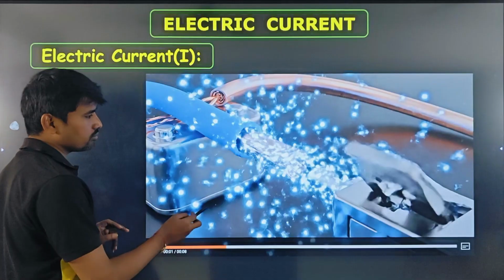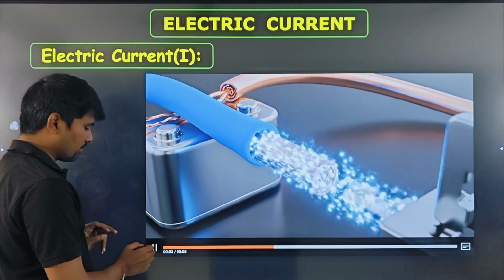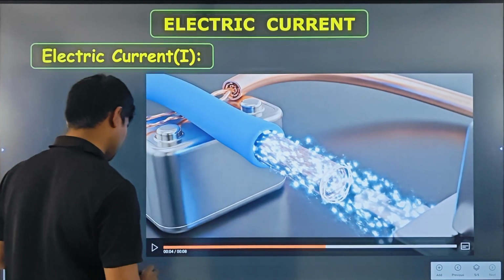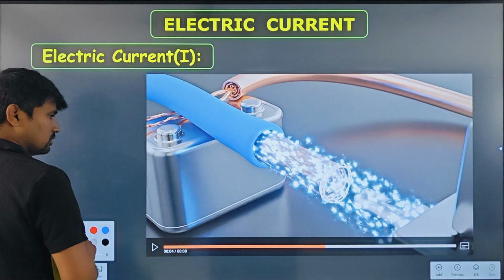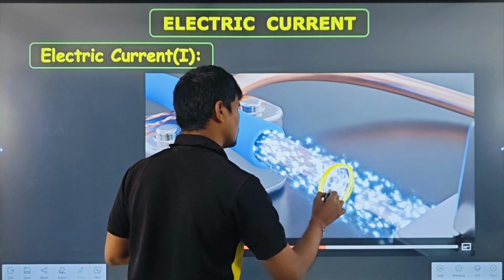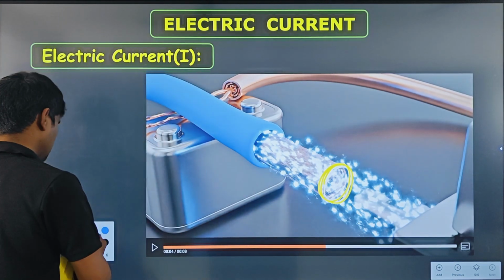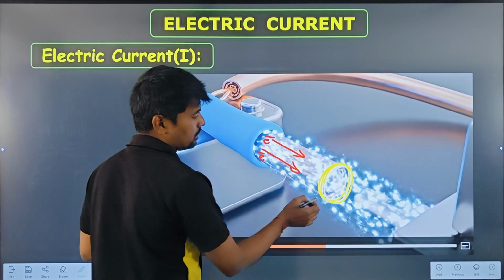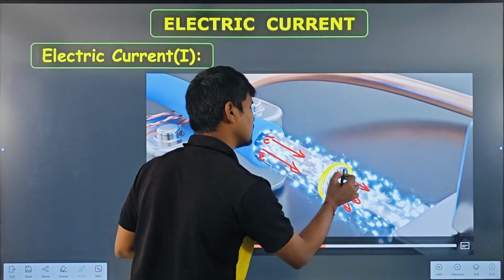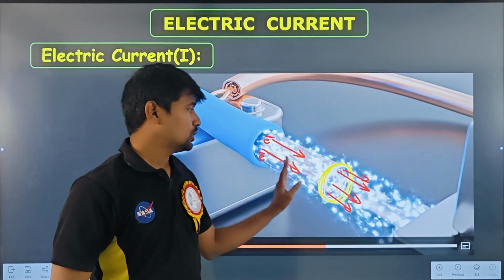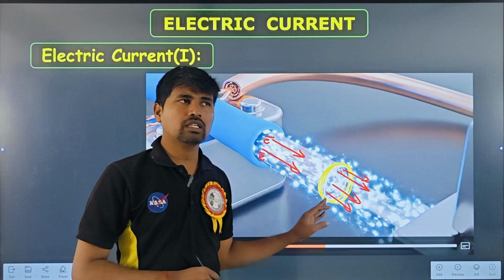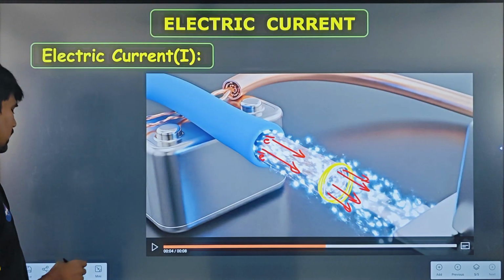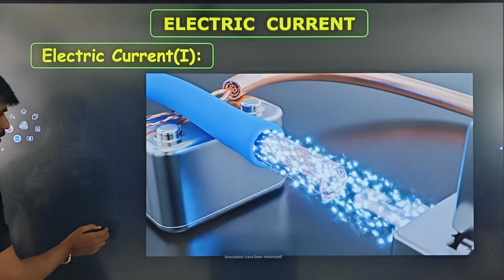Let me show the area of cross section. Students, here see, this is the area of cross section, and the charges are moving through the conductor. Electrons are passing through this conductor. The flow of charges through an area of cross section of the conductor in unit time is nothing but the electric current. Okay, students, I hope you understood.